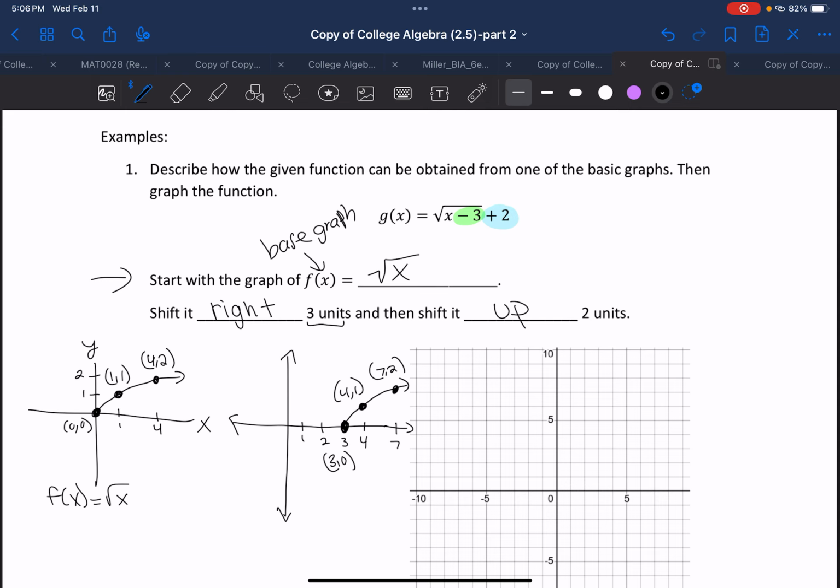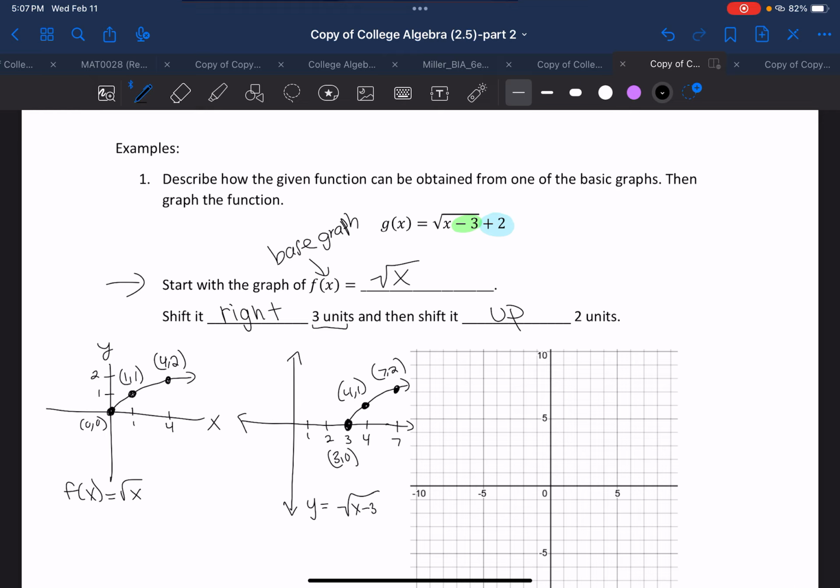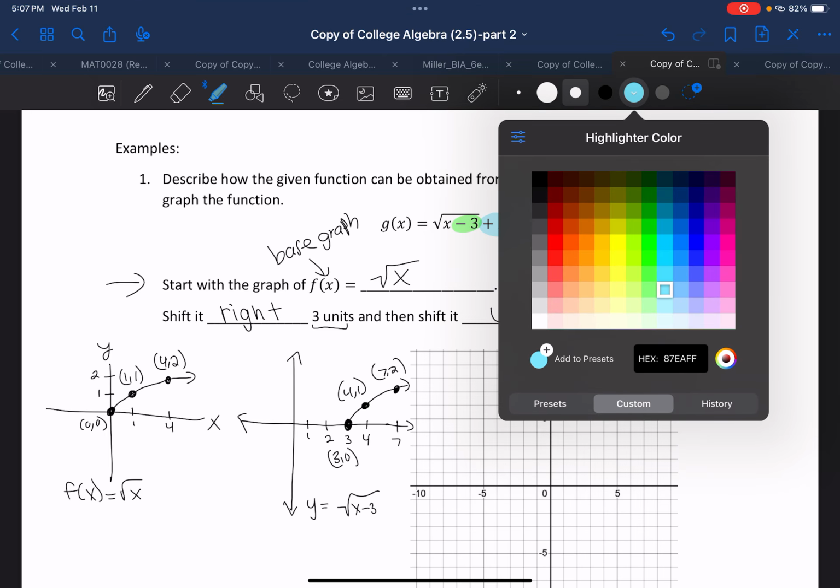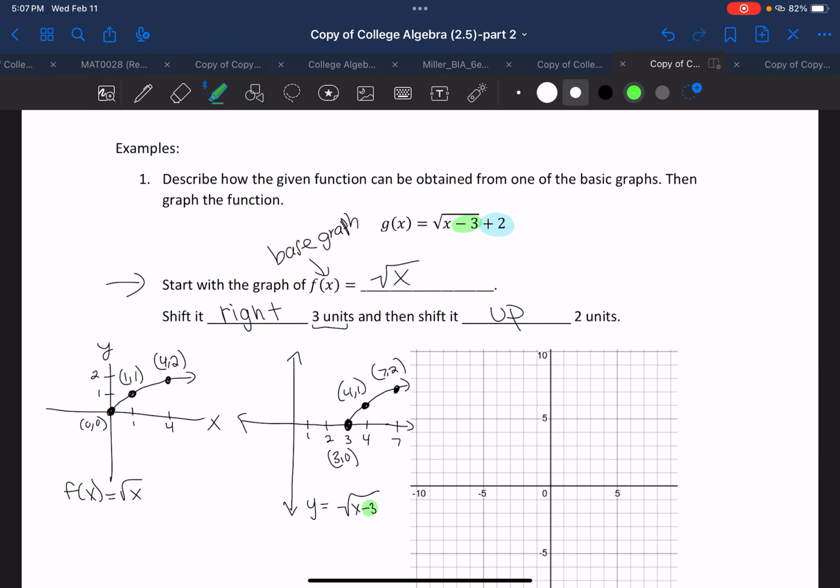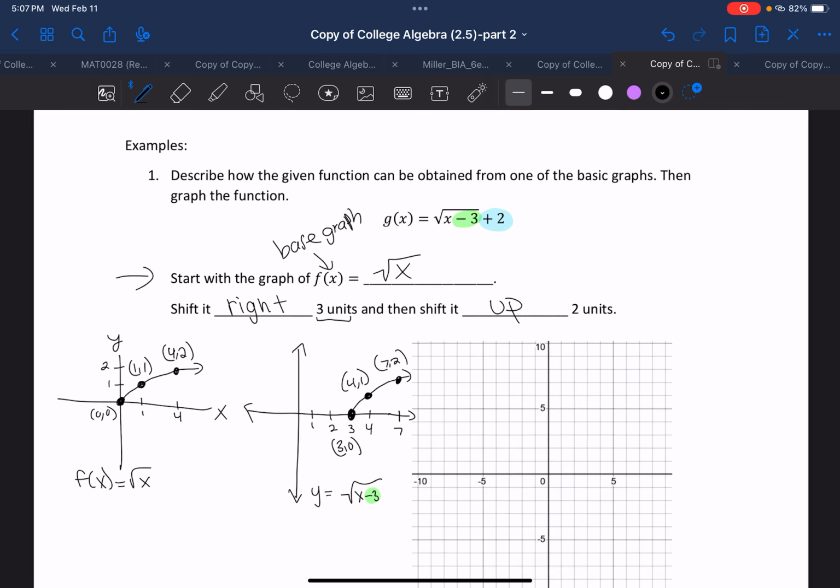So this would be the graph of the square root of x minus 3. And I'll just use y equals just to... Okay, and then I still have one more transformation to do from this graph, and that will be my final answer, so I'll graph that on the actual graph now.